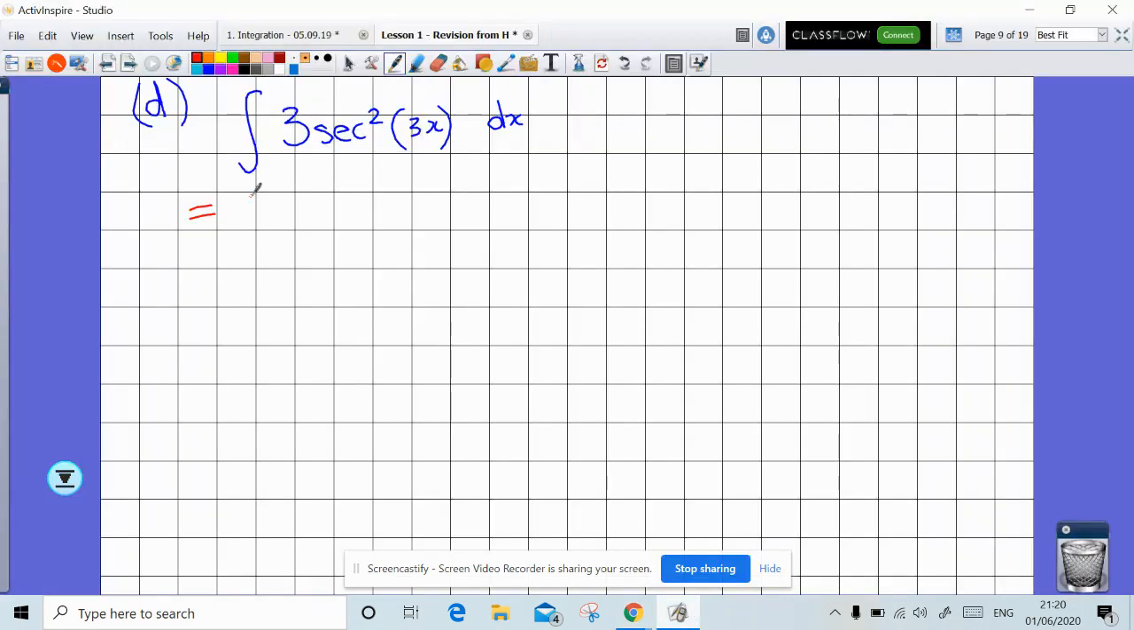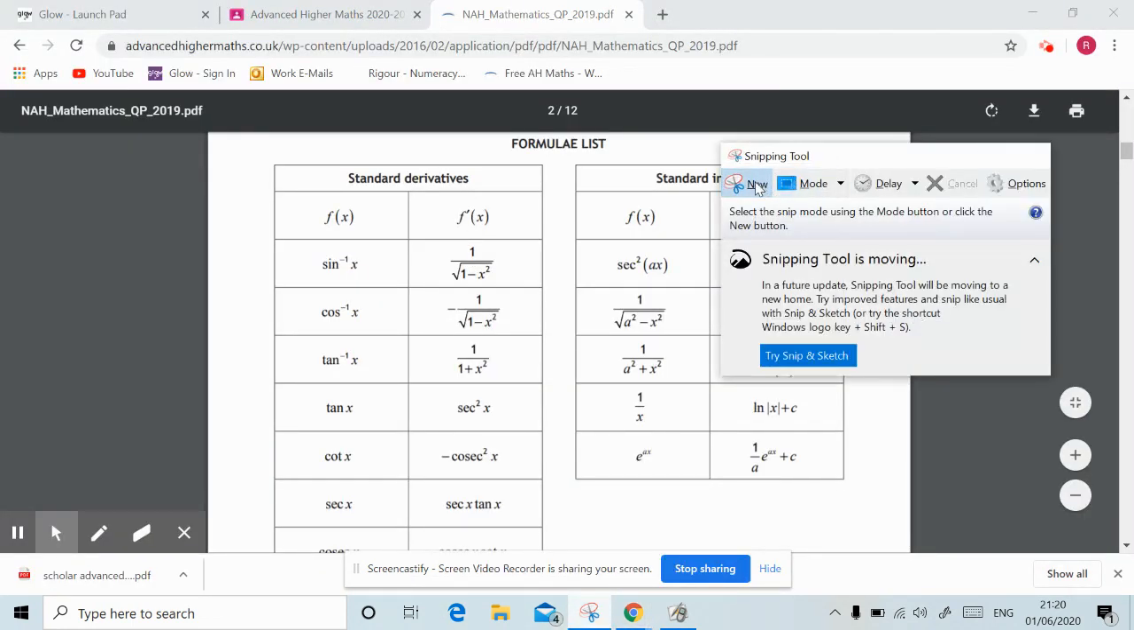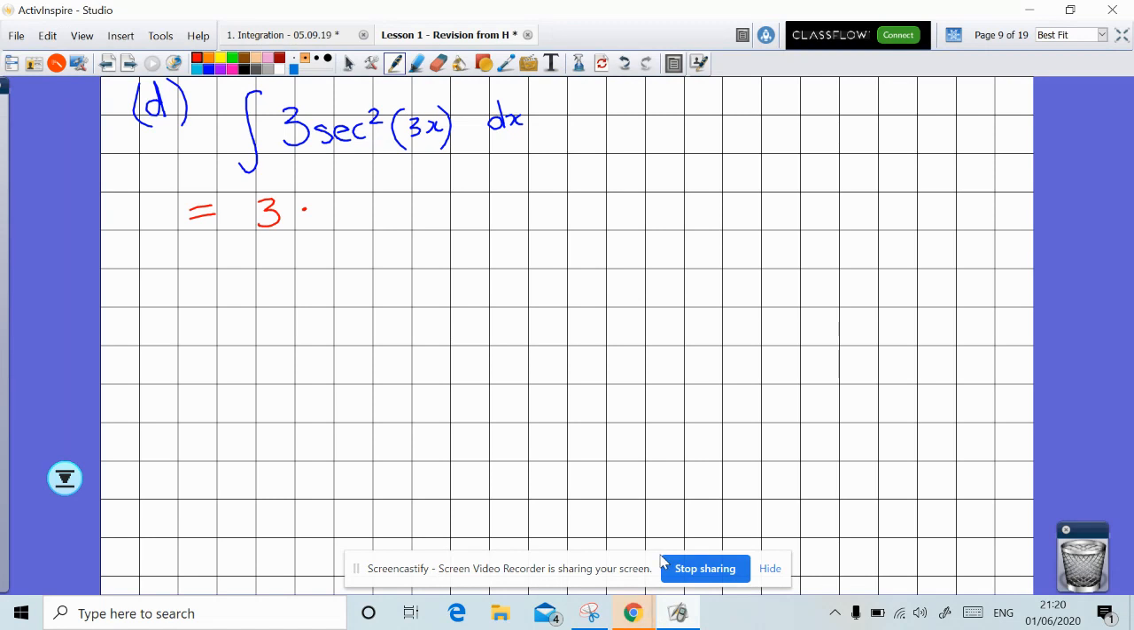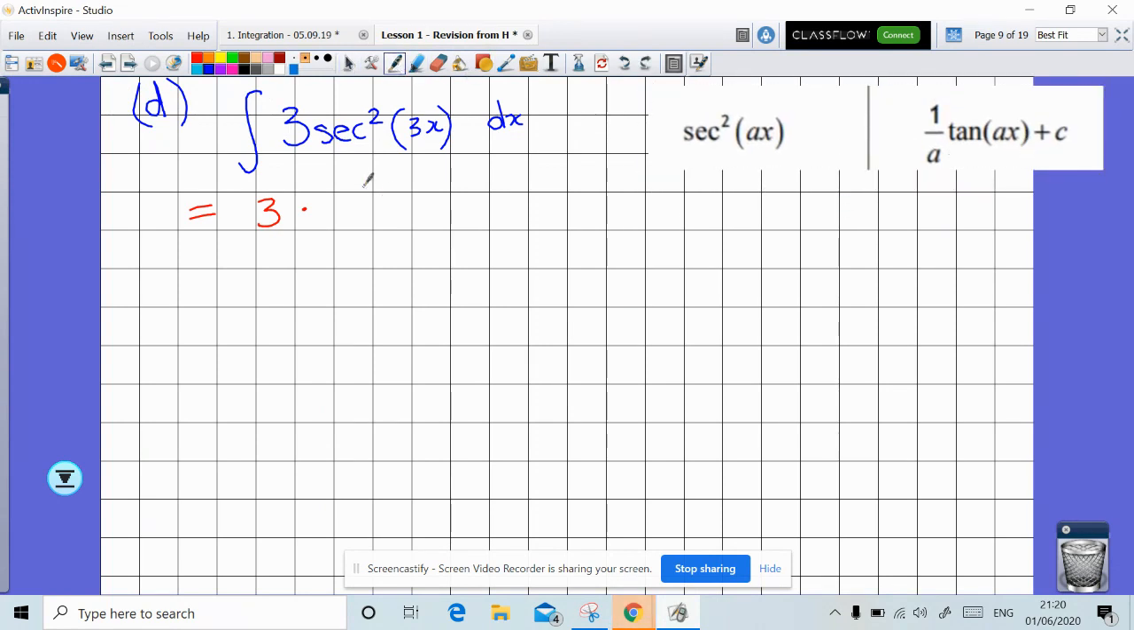What I've got here is also a 3 at the front. So keep the 3 there, and then all I'm going to do is use this formula sheet. So what I might do actually is snip this out just so we can look at this. Okay, so that's what's taken from the formula sheet. So if you look back at this, sec squared 3x, so a is going to be 3 in this case. So if we go back to the integral, we've got 1 over a, so it's going to be 1 over 3. Just get my red pen.